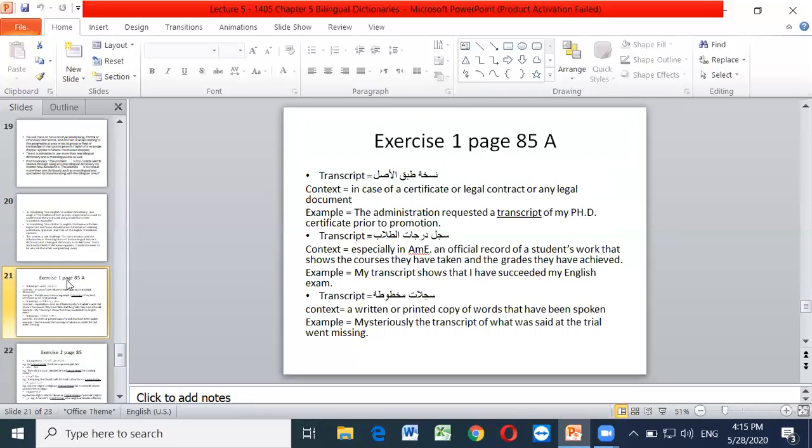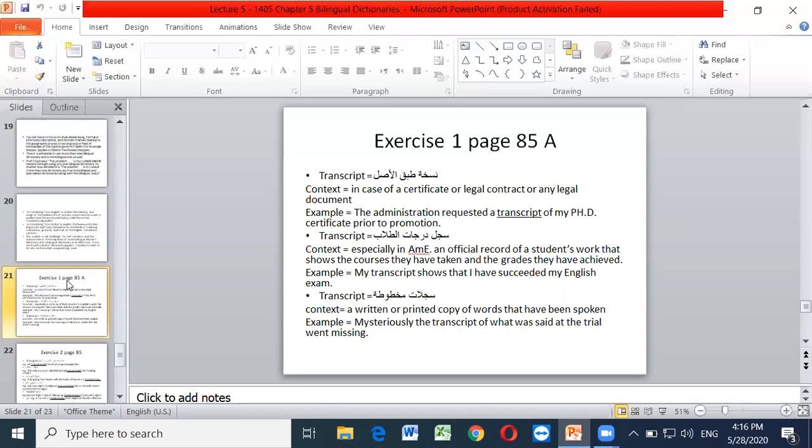Transcript can also mean سجل درجات الطلاب, and the context for this is that it is specially used in American English. And this is a marker, the main marker of geographical area. It is an official record of students' work that shows the courses they have taken and the grades that they have achieved. Example, my transcript shows that I have succeeded in my English exam.